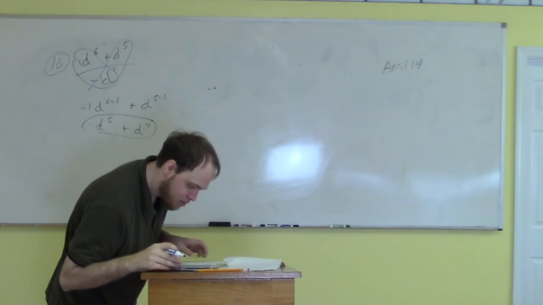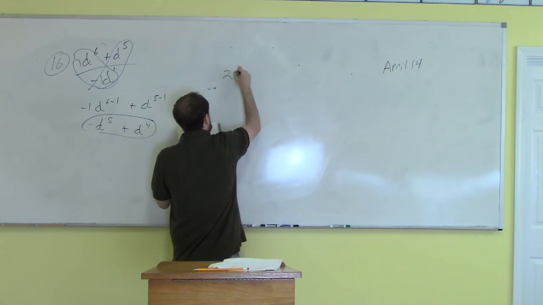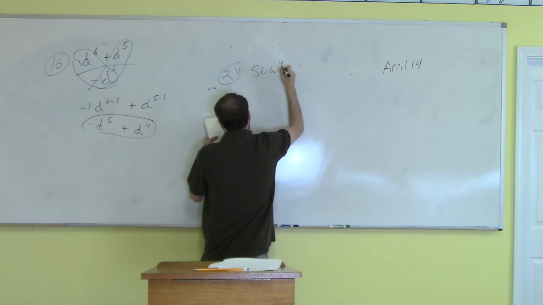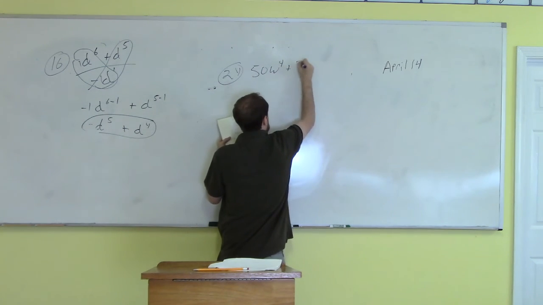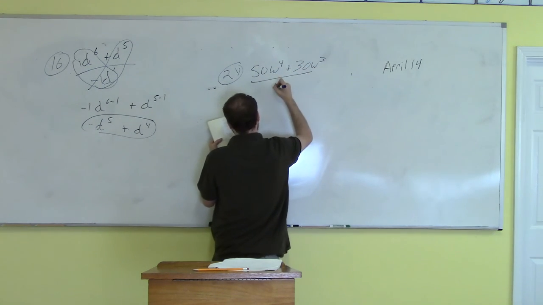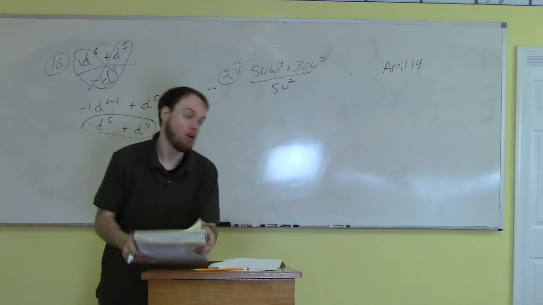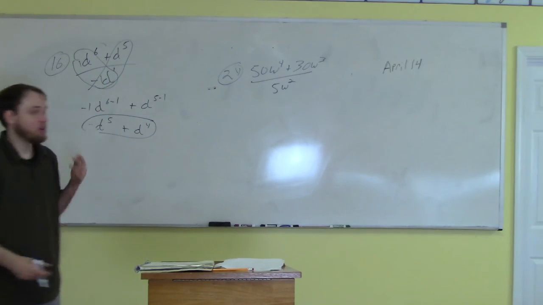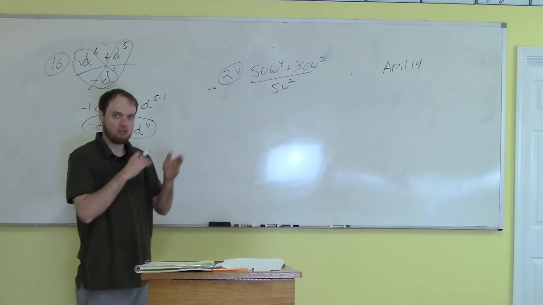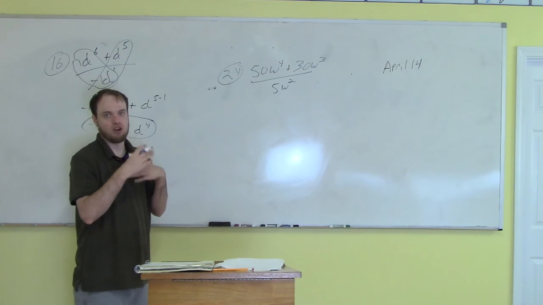And so we'll look at 24. So 24 says 50w to the 4th plus 30w to the 3rd. And then all of that is going to be divided by 5w squared. So notice what happens. There's a number down on the bottom, and then there's the variable. So we're going to divide the numbers like we always do, and then when we do the variable part, you're going to do the subtraction of exponents.